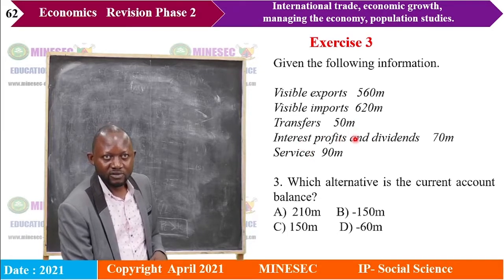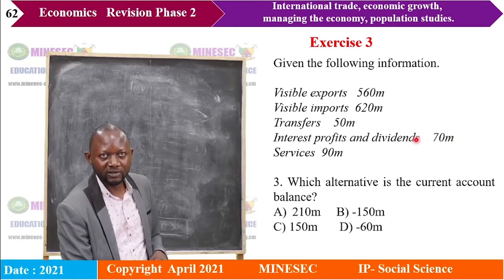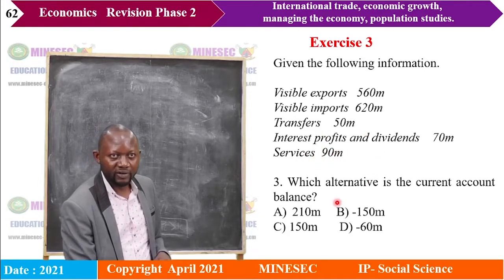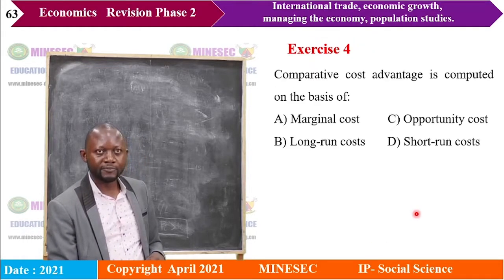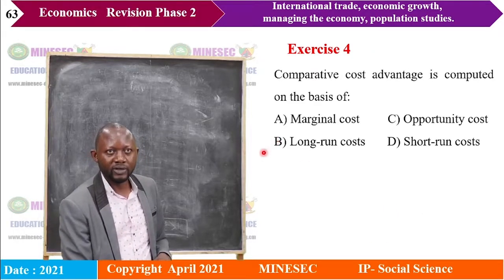Interest, profit and dividend is 70 here. That now gives us 60. Minus 10 plus 70 is 60. Now, plus service is still positive, gives us 150. So our right answer is 150. It's well calculated. The next question.